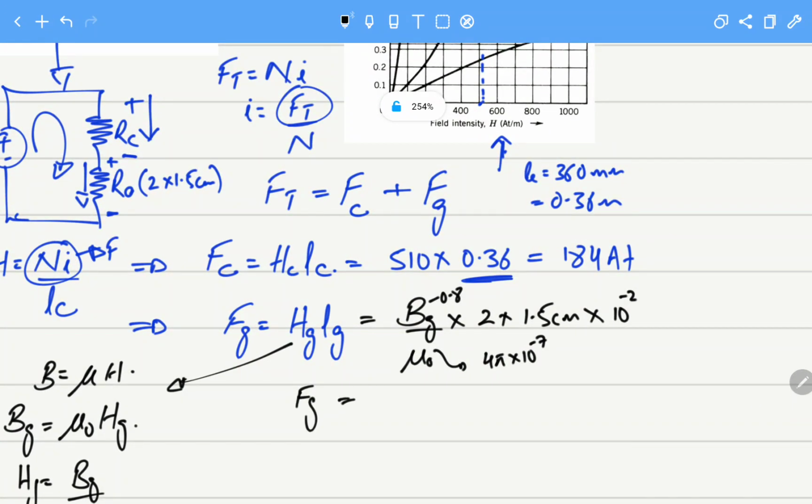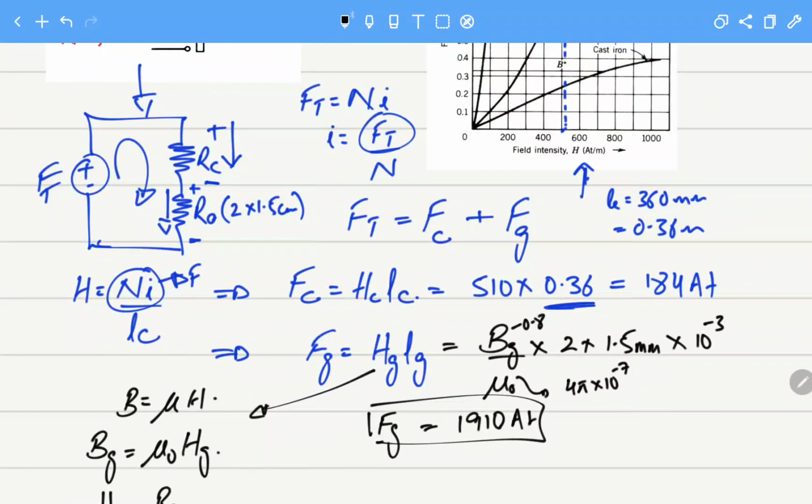Fg equals, and we multiply this and it will become 19100 ampere turns. Students, there is a mistake that I have made. It is actually millimeter, 1.5 millimeter. It is actually minus 3. So we convert millimeter to meters, and that is why I multiply by 10 raised to minus 3, and the value of this will become 1910 ampere turns.